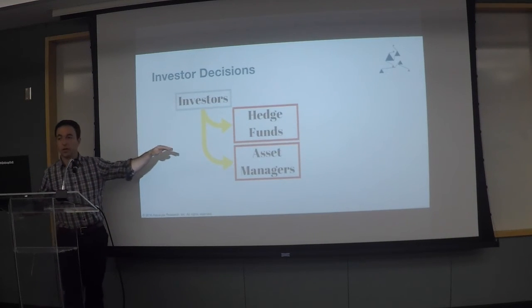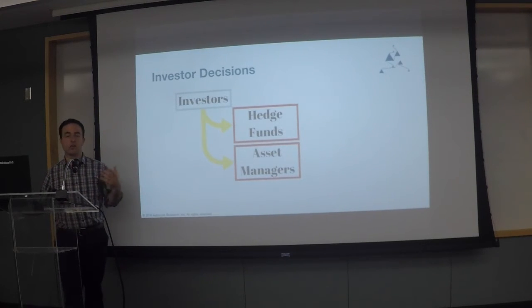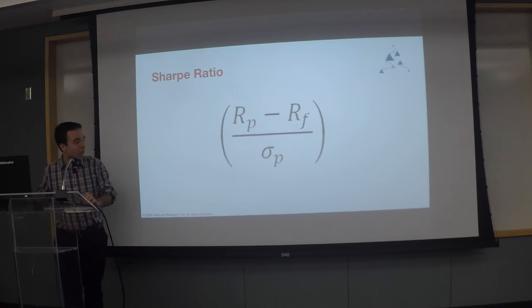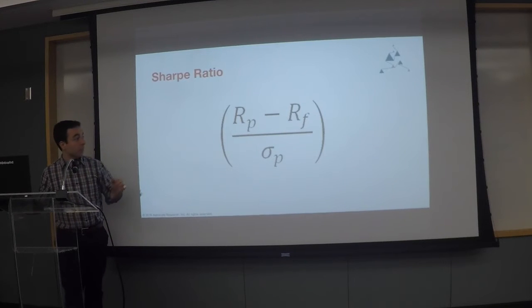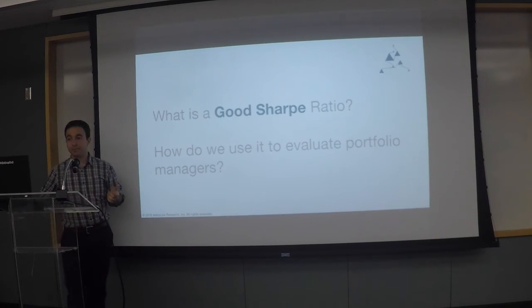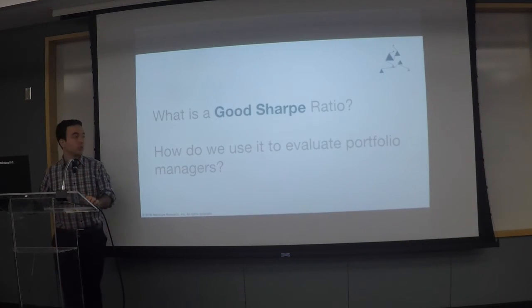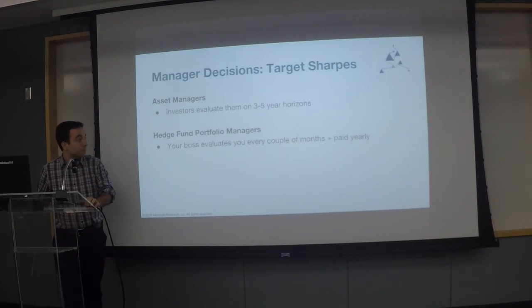So the first is more of a discrete decision process, and asset managers are continuous updating. One of the metrics is the Sharpe ratio. I'm sure some of you know this, but really we're just looking at the ratio of expected return over expected risk. So the question is, what's a good one? How do you know as an investor which one to pick? How do we use it to know who's good or bad?